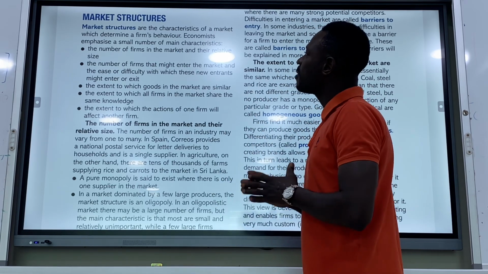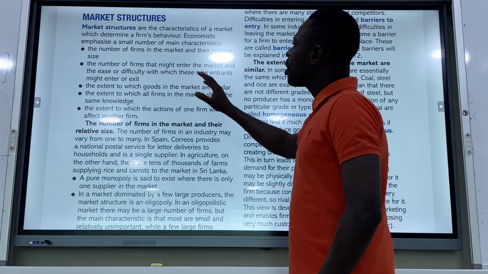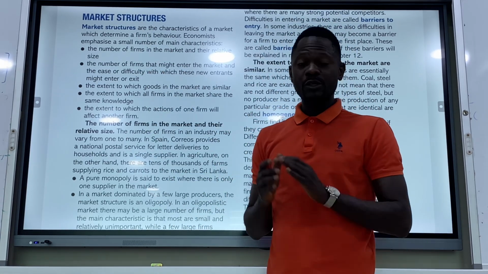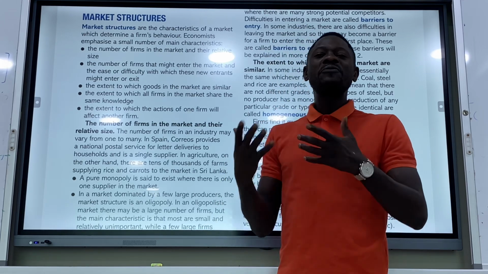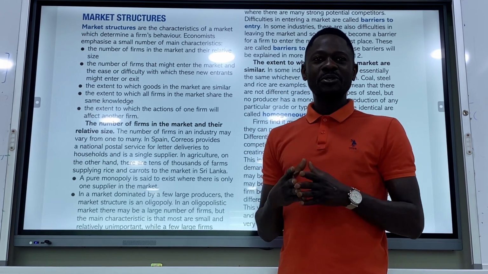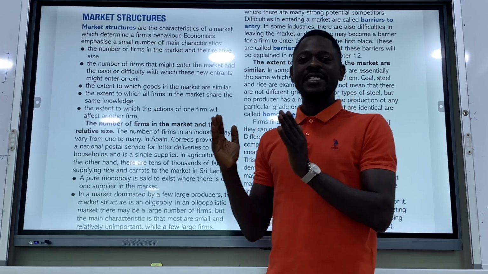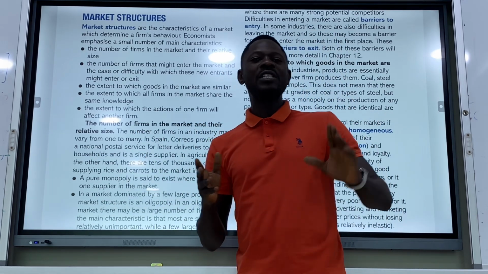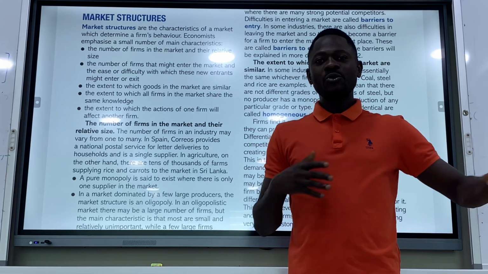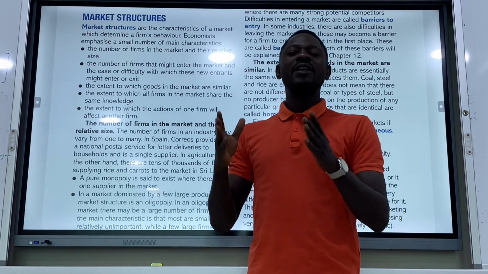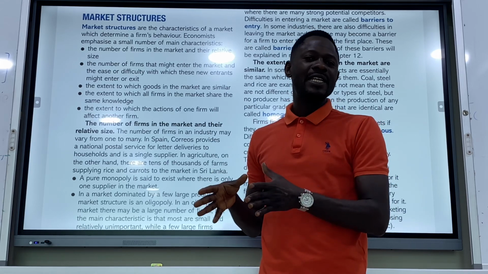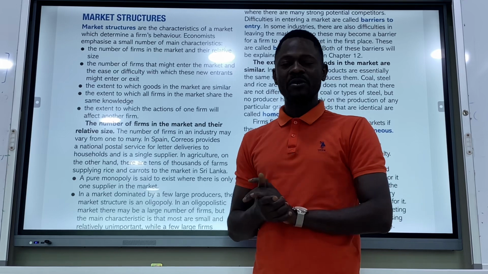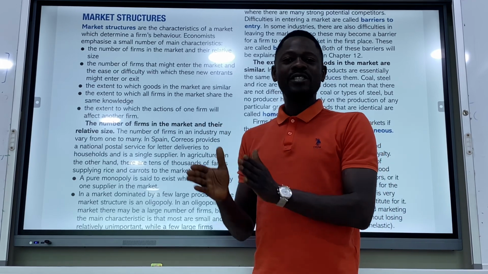Economists emphasize a small number of main characteristics. So we call it market structure because it determines the way firms will behave in the market. That's why we call it a market structure. Why do we say this industry is defined as this, and that industry is defined as that? We say it because it is characterized with certain items, with certain behavior. That's why we call it what we call it.